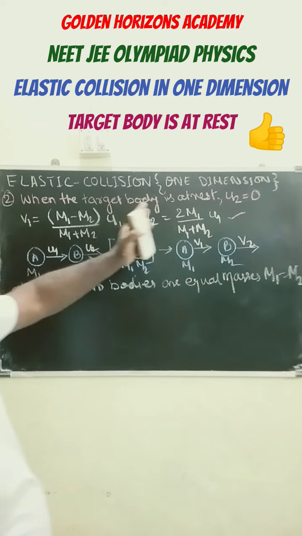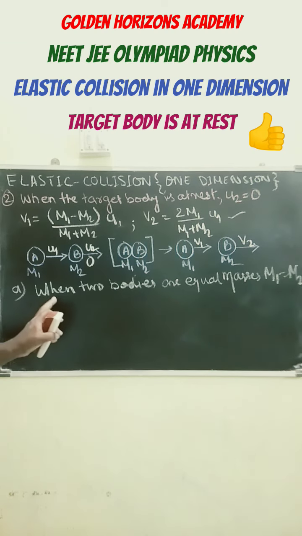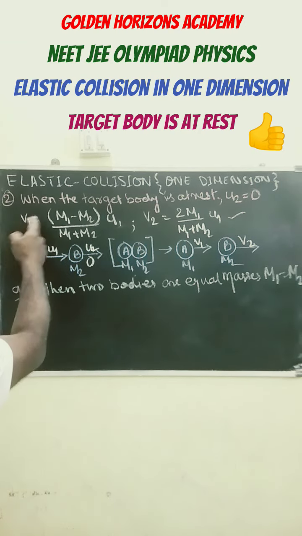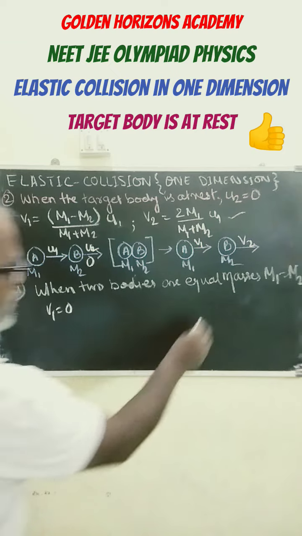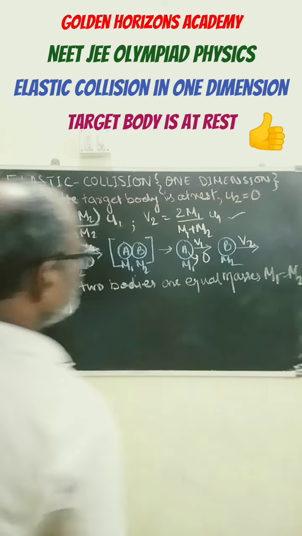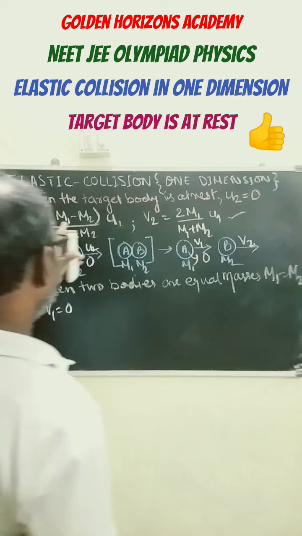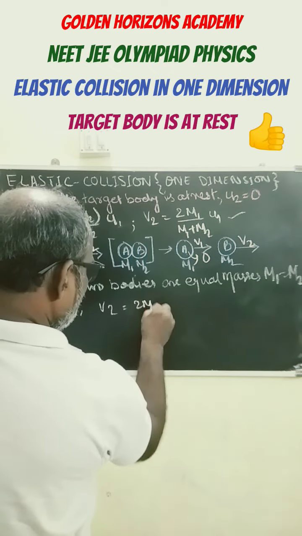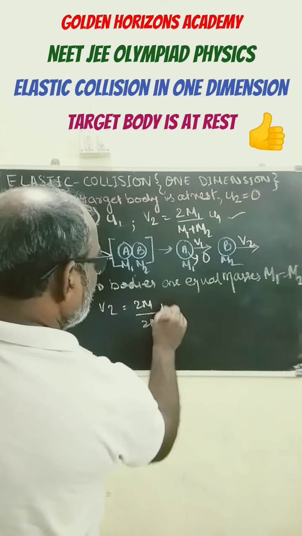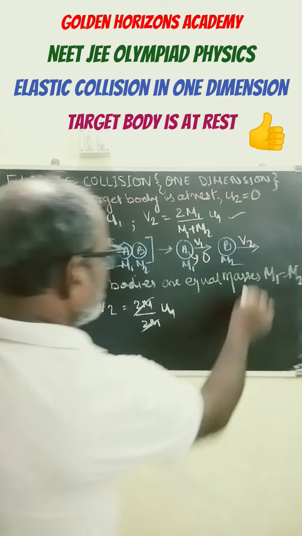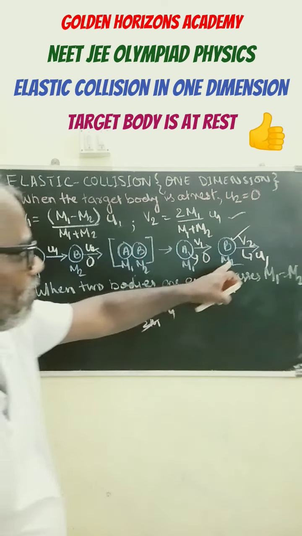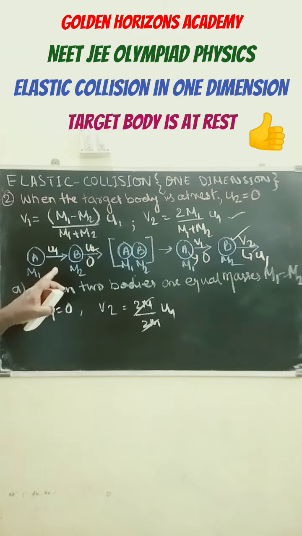So under the condition of when the target body is at rest, the very first condition is when two bodies are of equal masses. So when m1 equals m2, then v1 becomes equal to 0. That means the body A will come to rest. And also when m1 equals m2, we get v2 equals 2m by 2m into u1. It gets cancelled off. That means v2 becomes u1. So after collision, the body B having the mass m2 will move with the initial velocity of mass m1.